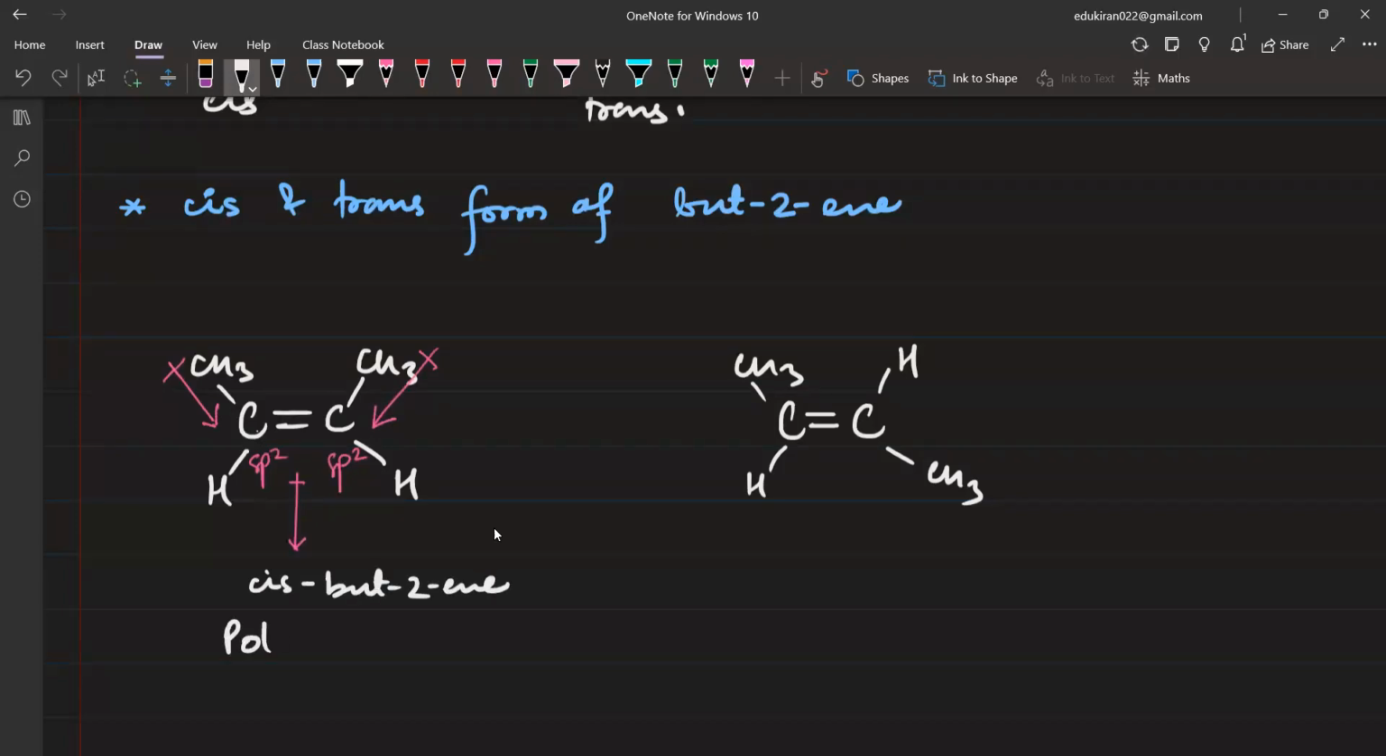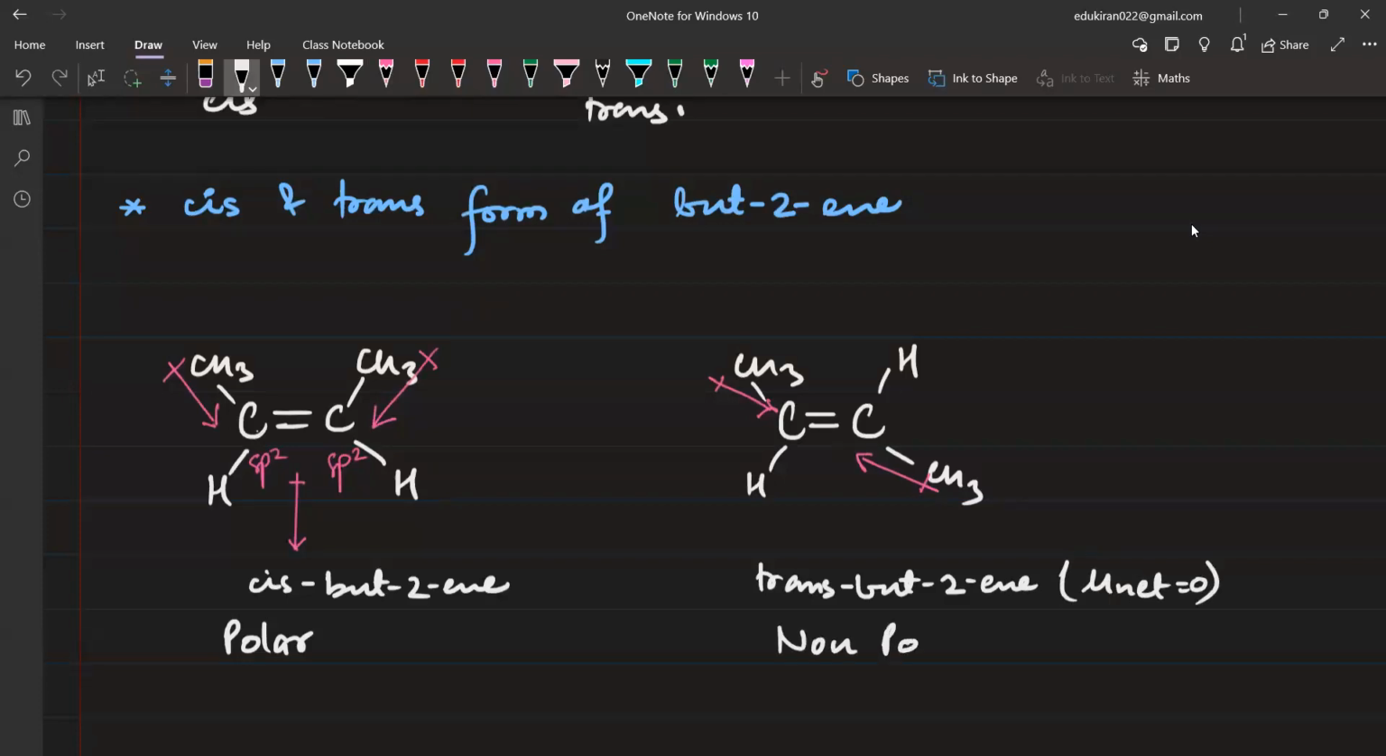This is what it is, polar molecule. If you look at the trans form, then there will be one dipole moment like this going in this side towards the sp2 carbon, and there will be a dipole moment like this going towards the sp2 carbon atom. Now these are completely opposite and they will cancel each other. So that is why the trans but-2-ene is having a mu net of 0. That means it is non-polar. अब ये पोलर है सिस वाला फॉर्म और ट्रांस form is non-polar.